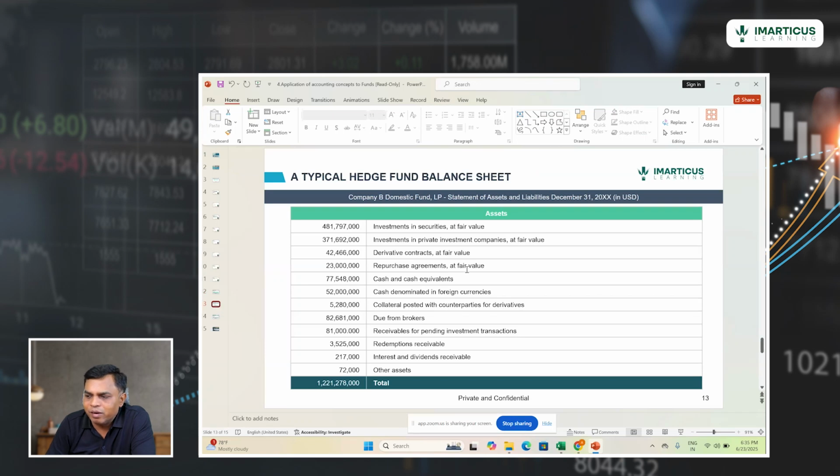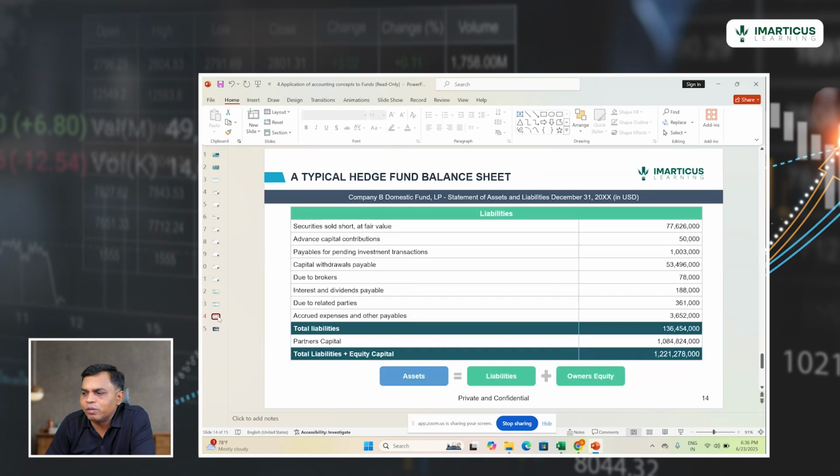This is a typical hedge fund balance sheet. It will list out all the assets and liabilities. This is the assets side. It shows what the investment securities are, what is due from brokers, cash and cash equivalents, other assets; everything will be put together on the asset side. If you notice, 1,221,278,000 is the balance on the asset side.